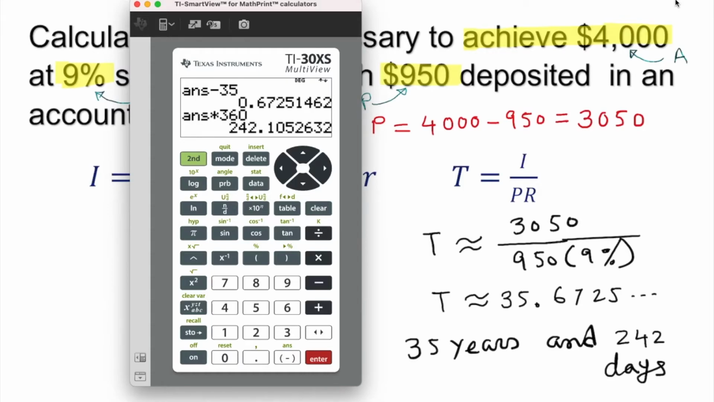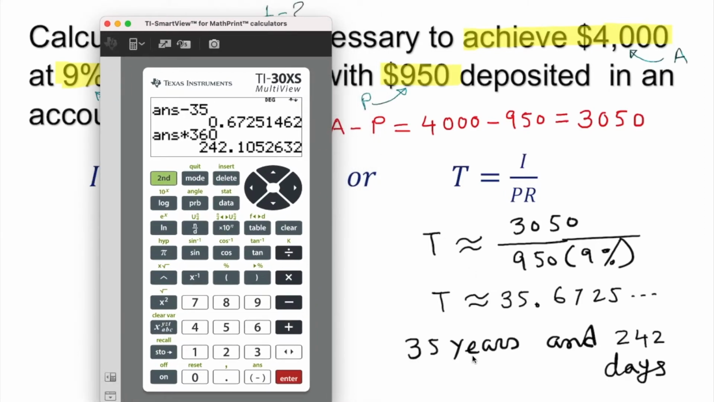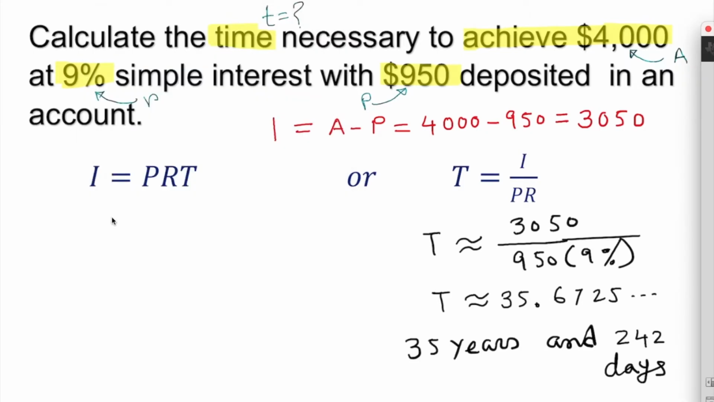So that is how we find the accurate timing: 35 years and 242 days. We can convert to months, but most probably you're going to leave it as days, or if it is months, you convert to months. If we understand the right side here, we don't really have to look further at the left. It basically comes out the same thing.